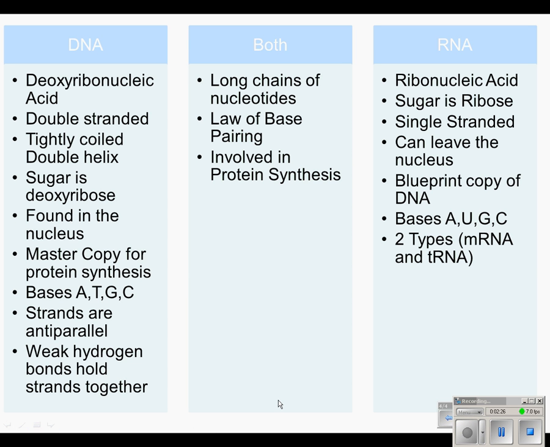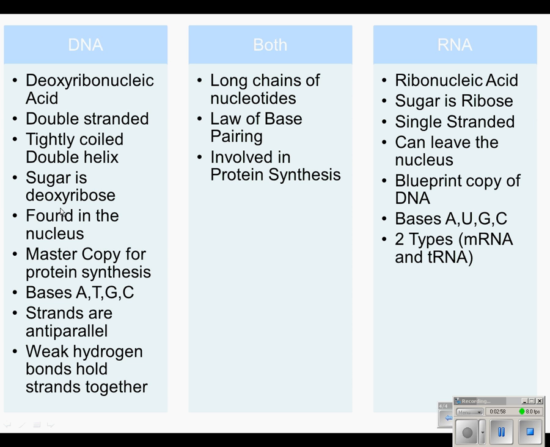If we look at a comparison of DNA and RNA, we know that DNA is called deoxyribonucleic acid and RNA is ribonucleic acid. And that's because the sugar in RNA is called ribose. It's still a 5-carbon sugar, but that's ribose. And the sugar in DNA is deoxyribose. The structure also differs. DNA is double-stranded and a tightly coiled double helix, whereas RNA is a single strand. And DNA's structure is held together by weak hydrogen bonds.